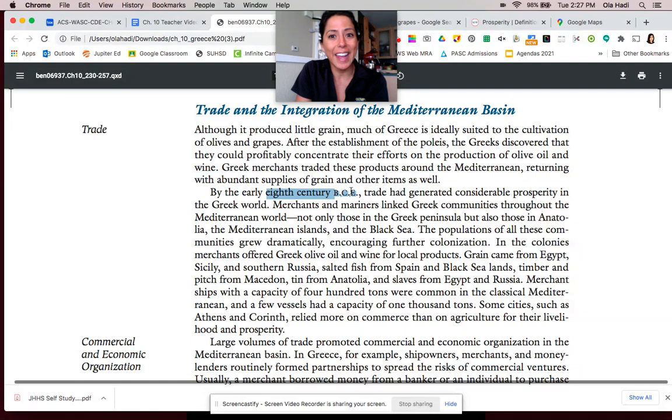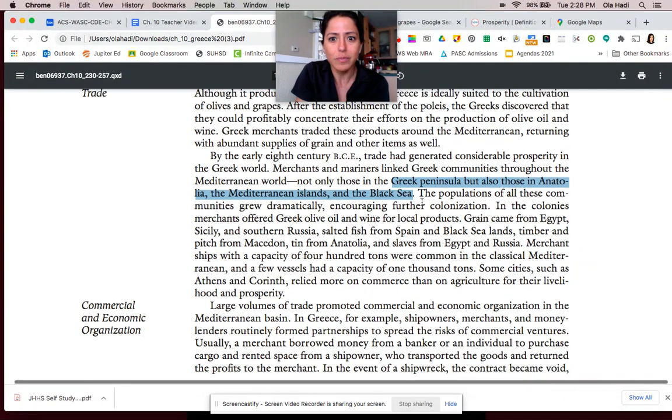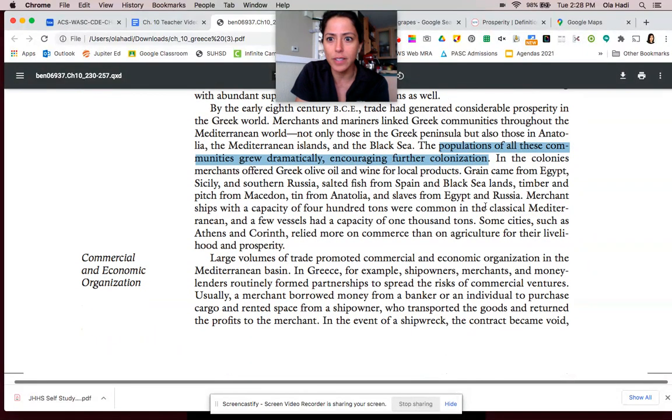By the early 8th century BCE, which is the 700s BCE, this had generated significant prosperity in the Greek world, and merchants linked or connected Greek communities throughout the Mediterranean world. So not just in the area that we think of as Greece, but all throughout that Mediterranean region where the colonies were. And this population growth is going to lead to further colonization.